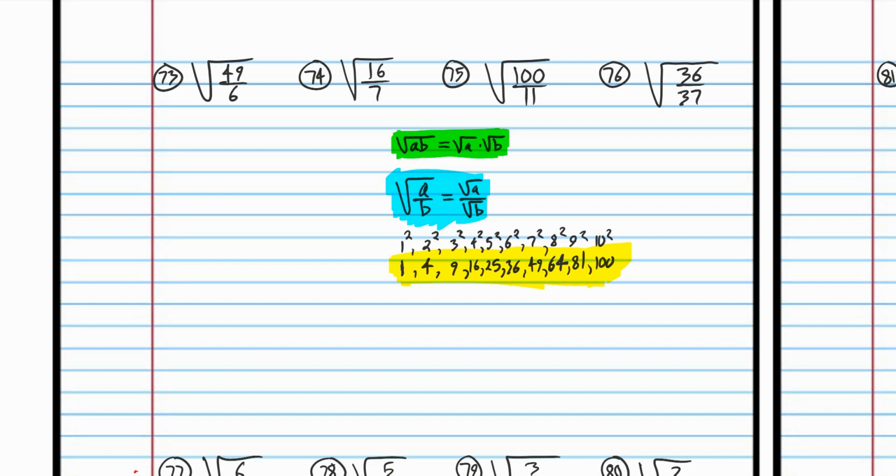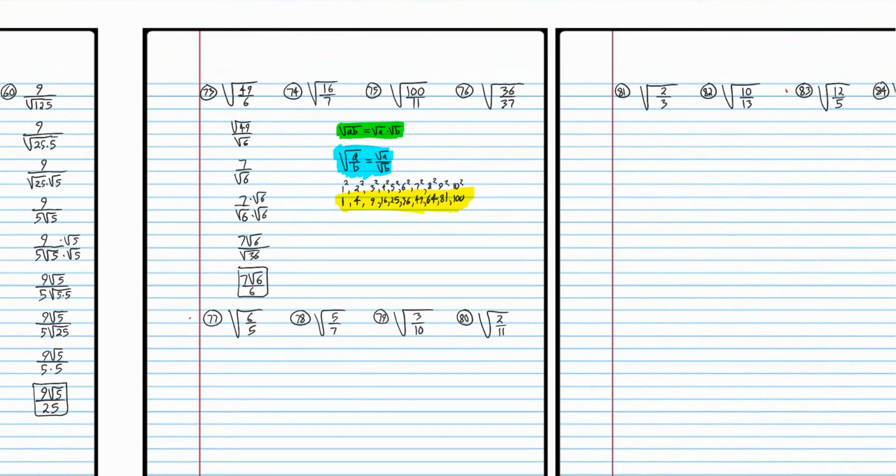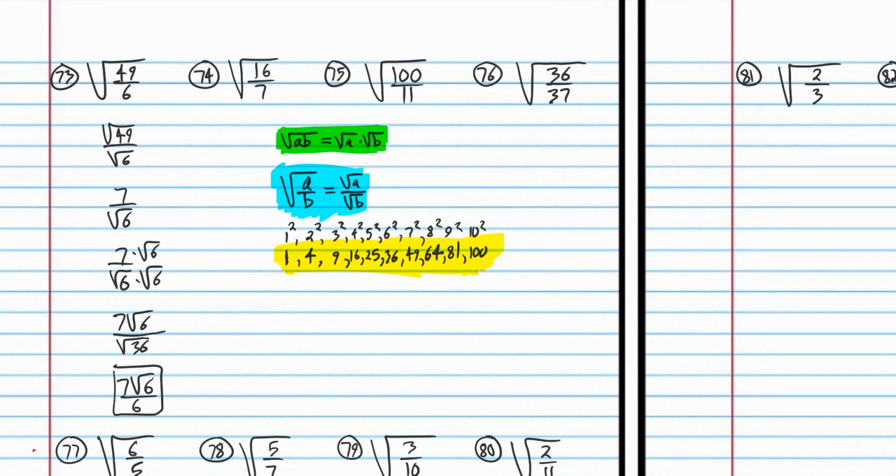All right, we're back. So now rationalize the denominator. And I'm kind of running out of room here, so, well, I guess I have enough room. 7 root 6 over 6. So if you got that answer, good job. All right, try number 74, and when you come back, we'll do it together.